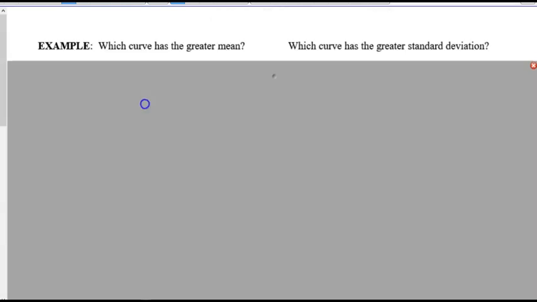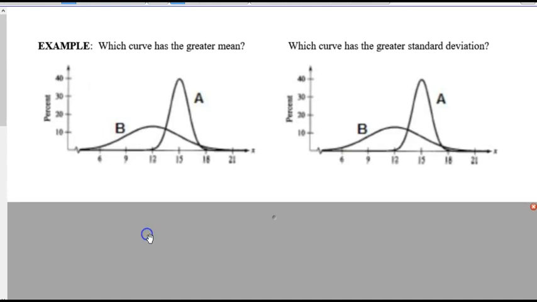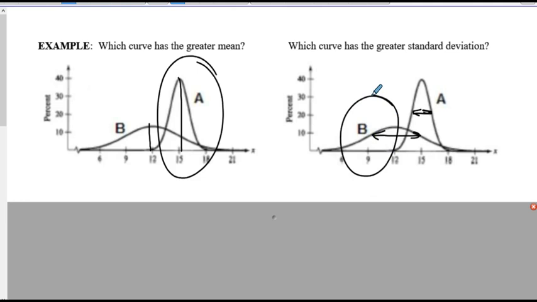All right, moving on. So, which curve has the greater mean? Well, if you look at where the mean is on A, it's up there around 15. And the mean on B is around 12. So who has the higher mean? A does. Greatest standard deviation. Remember, that's how wide it is between inflection points. So B has a greater standard deviation. It's wider.